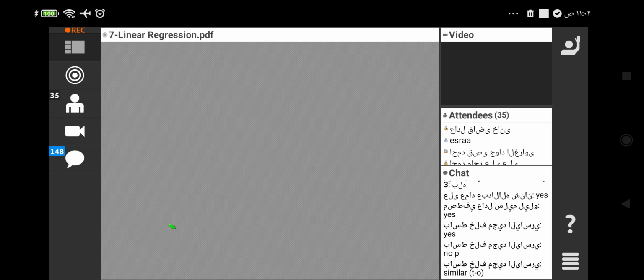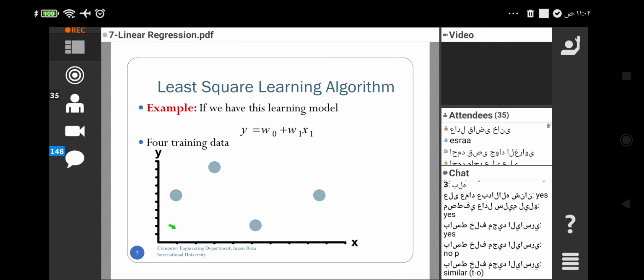In this example, the simplest situation we could have in this algorithm is when we only have one input. If we have data that only has one feature, x1, the learning model would be like this: y is equal to w0 plus w1 x1. So we have data that has one input and an output, x1 and y.